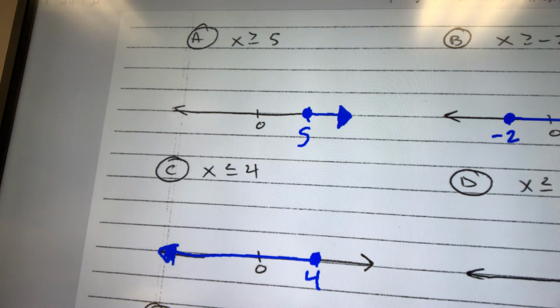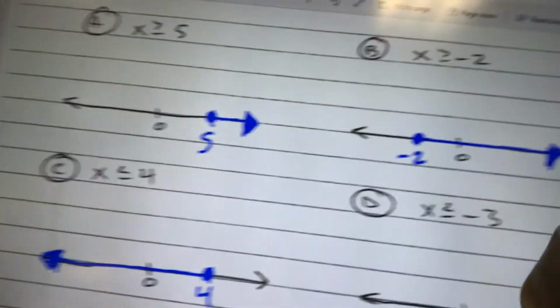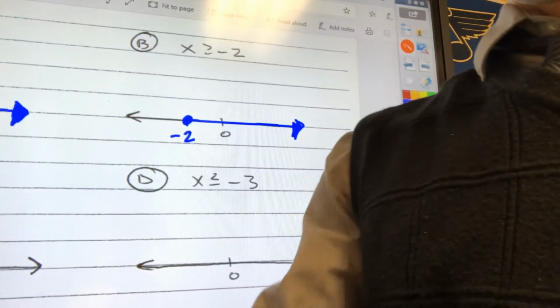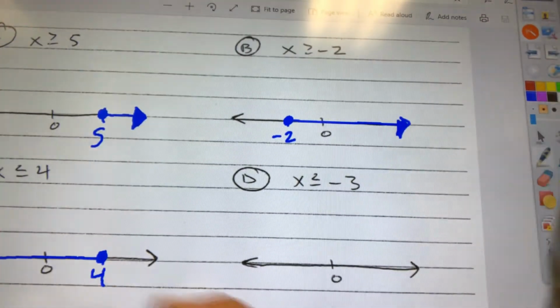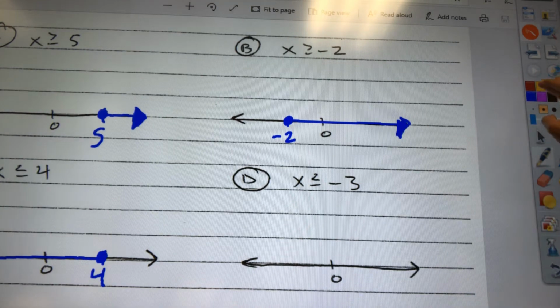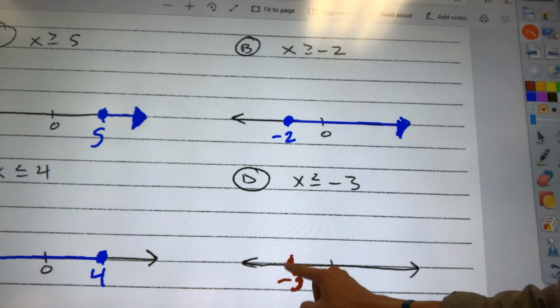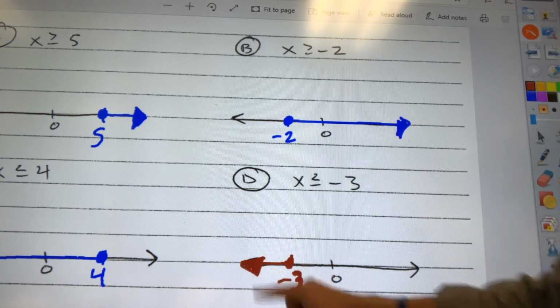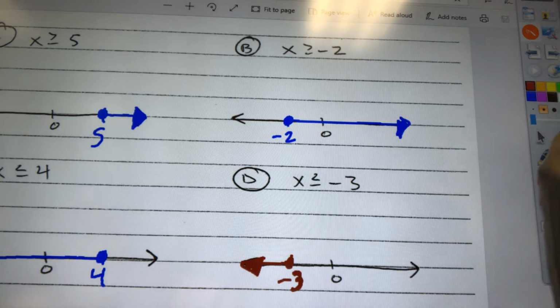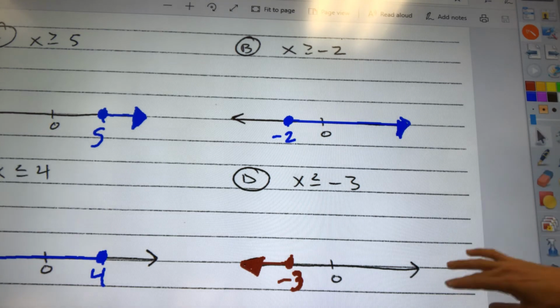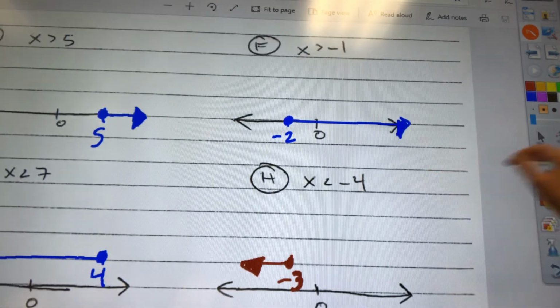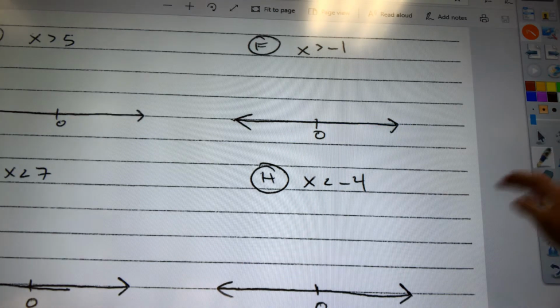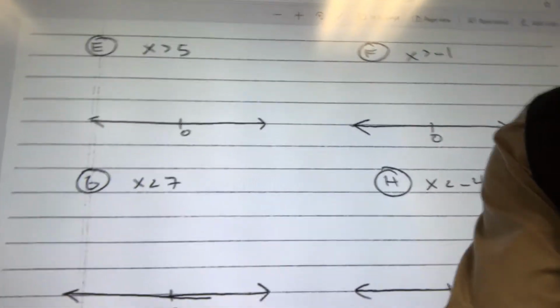All right. Then we should practice doing this. Then on D, let's see if this goes a little better. X is less than or equal to -3. There's -3. Close it up. Shade to the left. Less than or equal to -3. All right. E, F, G, and H. We have no equality now, okay?